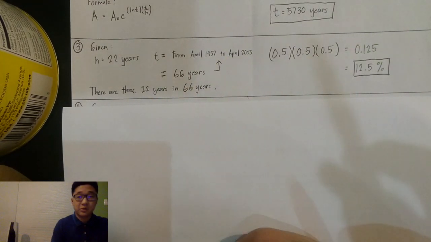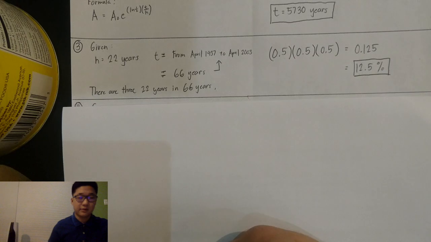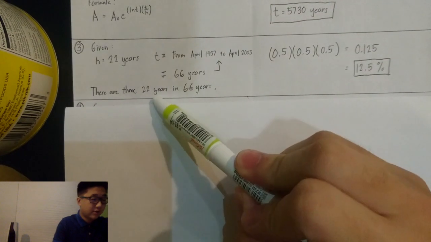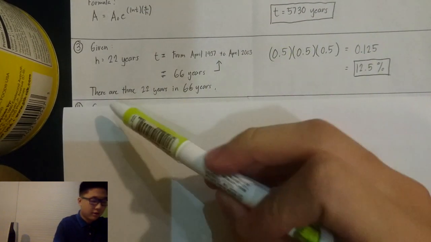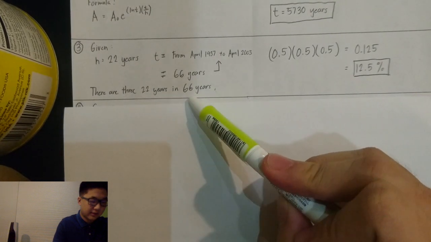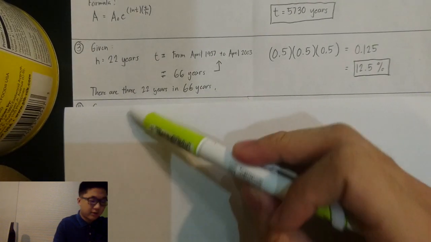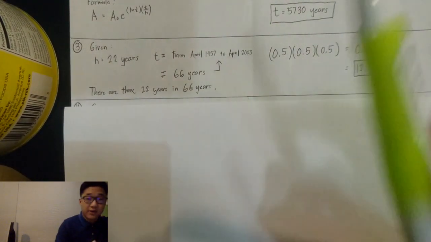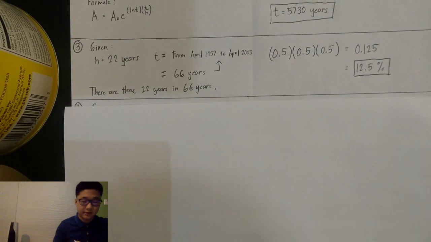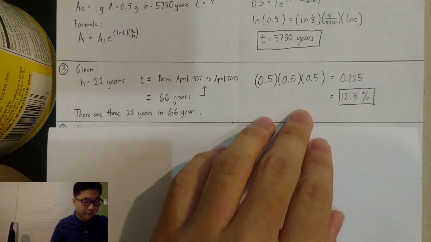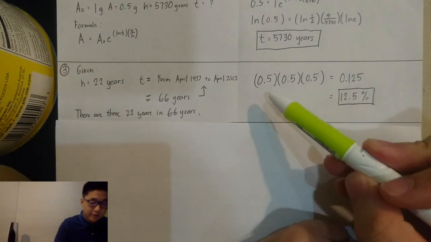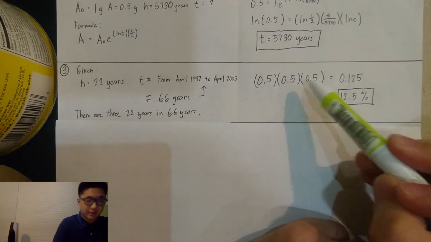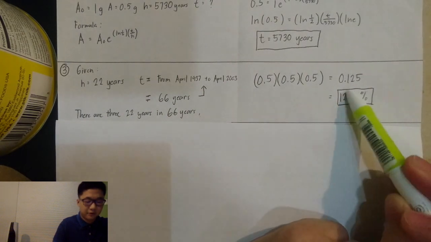So we have a half-life of 22 years, and the time it took is 66 years. So we know that there are 22 years in... there are three. My bad. There are three 22 years in 66 years, because 3 times 22 is equal to 66. So, because we know that, you have to multiply the half-life by 3 times. So, of course, half-life is equal to 0.5. So, 0.5 times 0.5 times 0.5 is equal to 0.125.